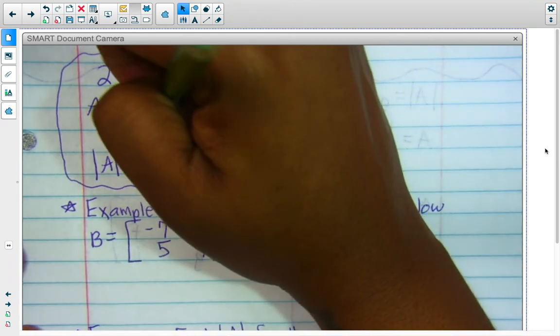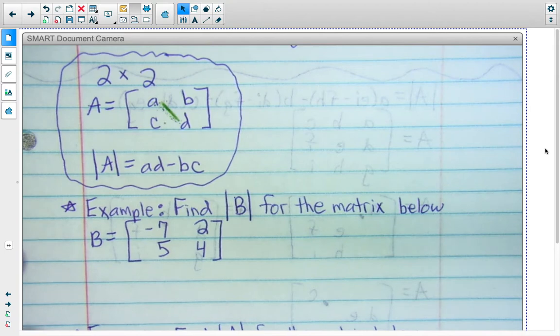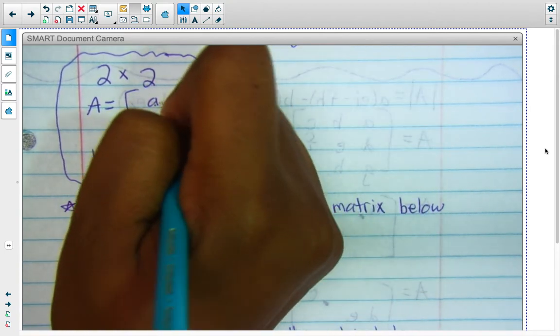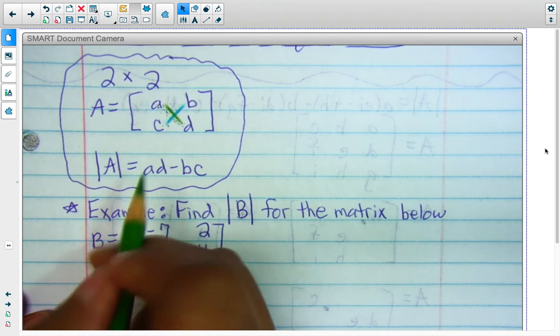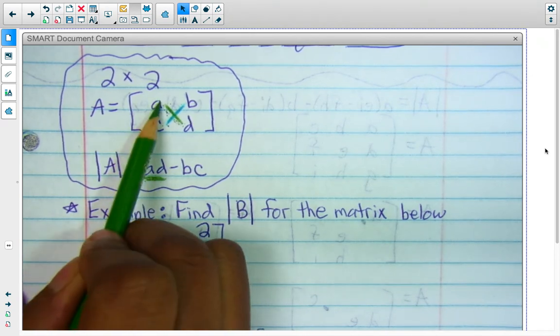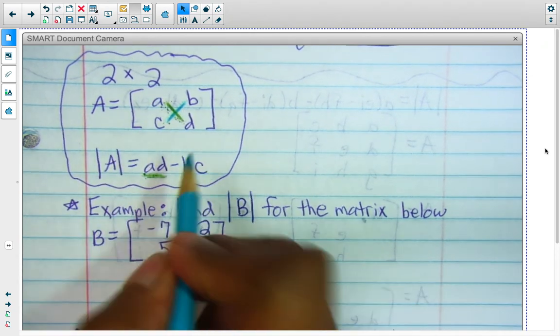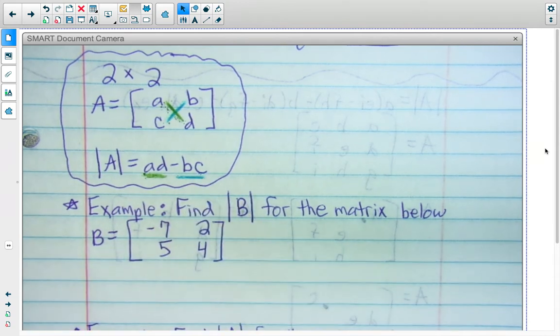So we do A times D. We do the diagonal that way, and then we do B times C. A times D is what I did in the green there. So that's the first direction. And then we subtract out B times C.